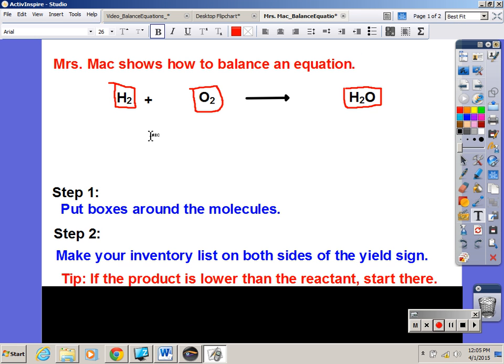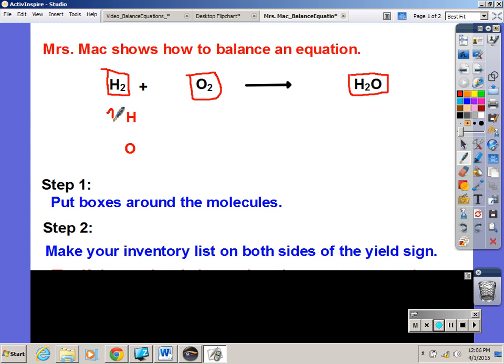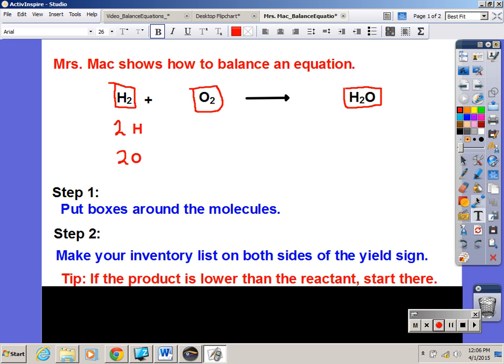So as you can see, I have H2, I have some H's, and I also have some O's. Okay? And to be exact, in this case, I have 2 H's and I have 2 O's. Okay, same thing over here. On the reactant side, or I'm sorry, on the product side, I have some H's and I have some O's.